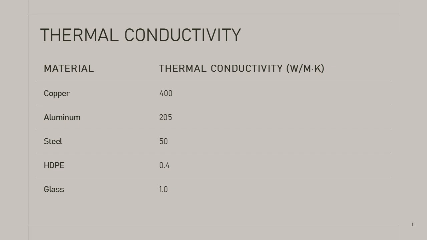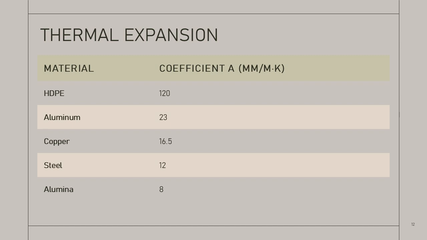Ceramics and polymers have much lower conductivity, suitable for insulation. Heat transport occurs via electrons in metals and lattice vibrations, phonons, in ceramics and polymers. Designers must consider thermal conductivity for managing heat flow, preventing overheating, and ensuring thermal stability. Thermal expansion describes dimensional changes with temperature.